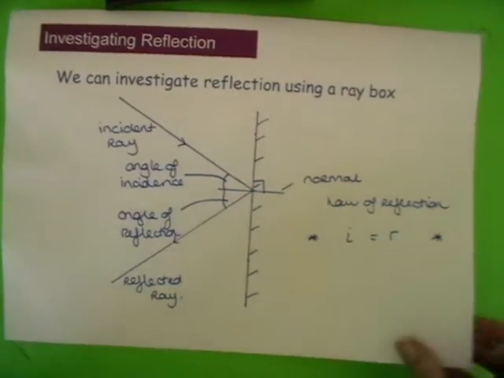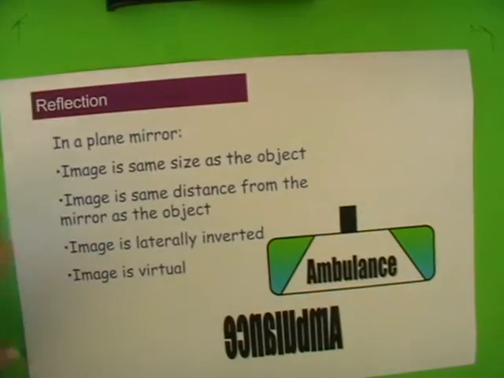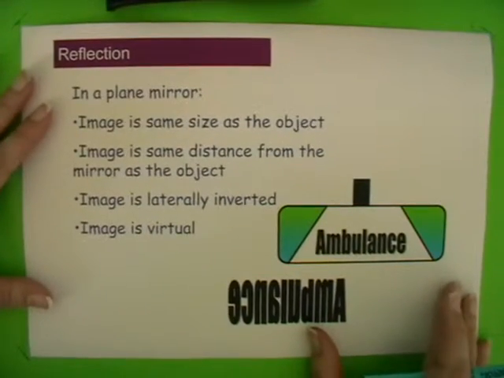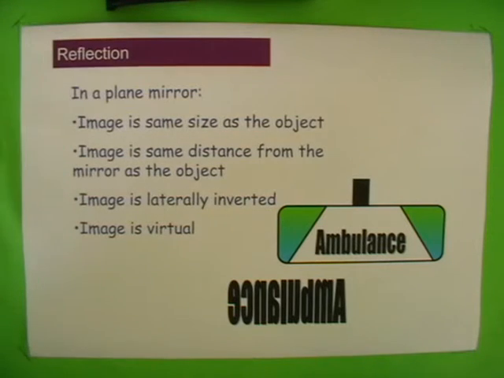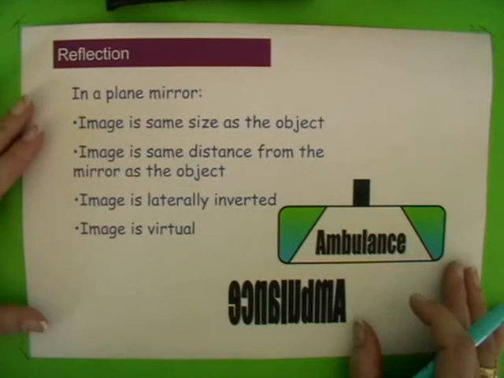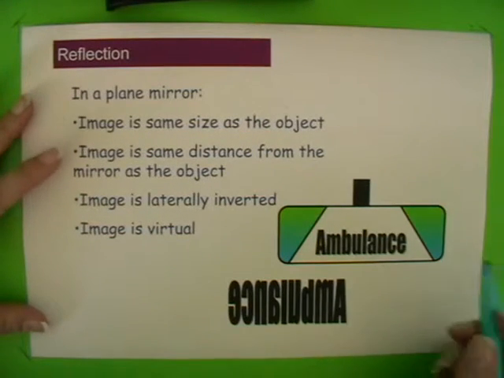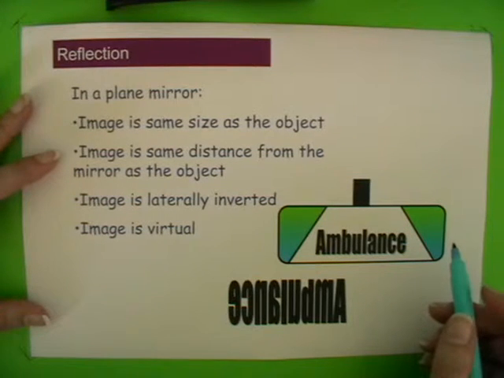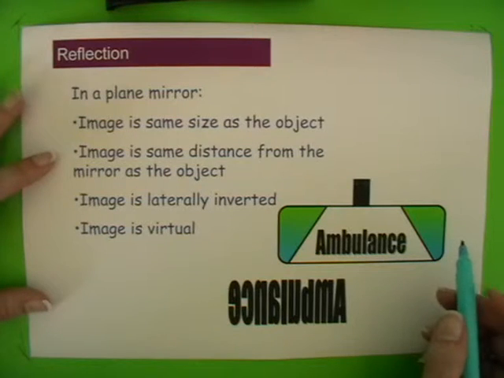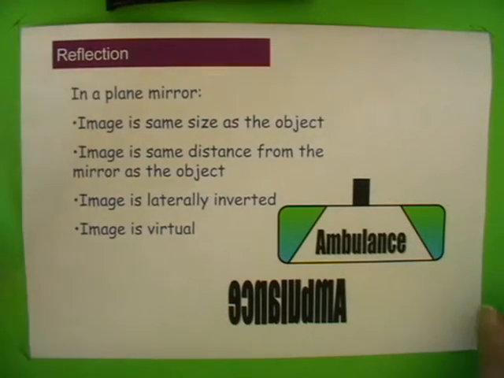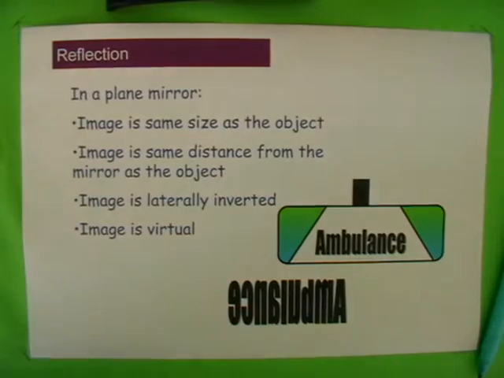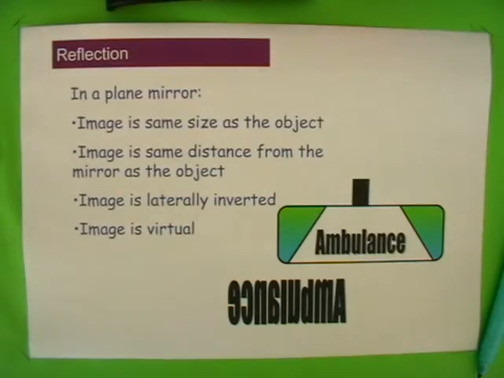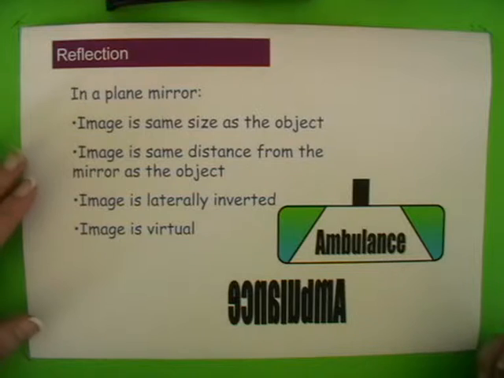Okay, looking at some properties of reflection then. In a plane mirror, the image is the same size as the object. For a plain ordinary flat surface mirror we will find that the image is the same size as the object. The image is the same distance from the mirror as the object. The image is laterally inverted. What do we mean by that? Laterally inverted. This means that left becomes right and right becomes left.